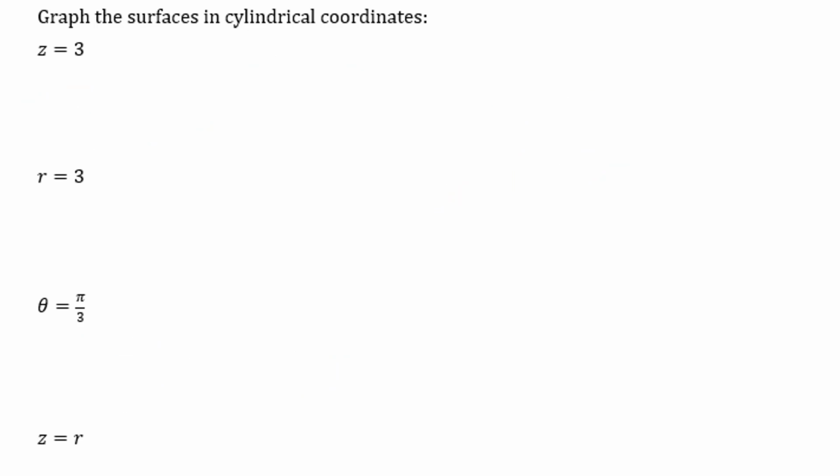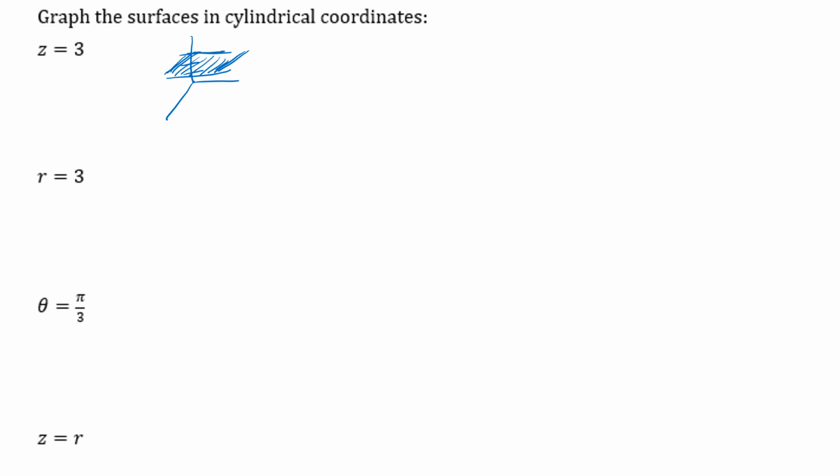Okay, in these examples, we're going to look at graphing some surfaces in cylindrical coordinates. So these are all equations that are really simple equations in cylindrical coordinates, and so it's kind of helpful to be able to recognize what these graphs look like. So these should be pretty easy. The first one is going to just be what you normally would think of when z equals 3. So you're up here at z equals 3, and then in rectangular coordinates, your x and y are just going to be all real numbers.